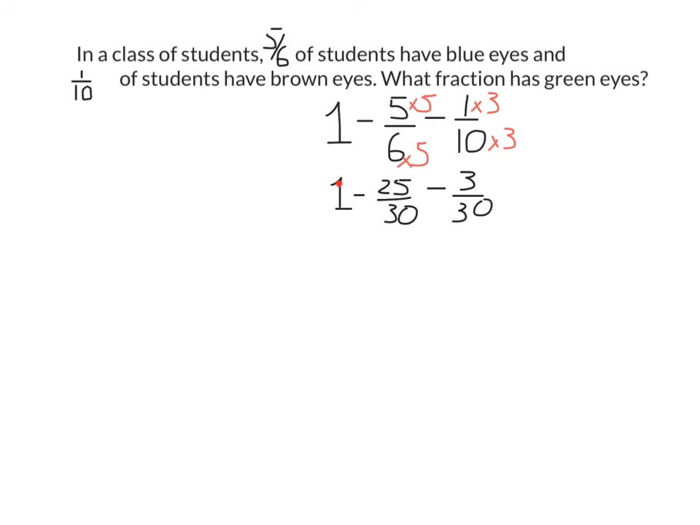I can also make this one have the same denominator. 1 whole is the same as 30 over 30, or 30 30ths. So now I just go 30 minus 25 minus 3, that gives me 2. So 2 30ths of people have green eyes, and we should simplify our answer to 1 over 15. So 1/15 of the class had green eyes.